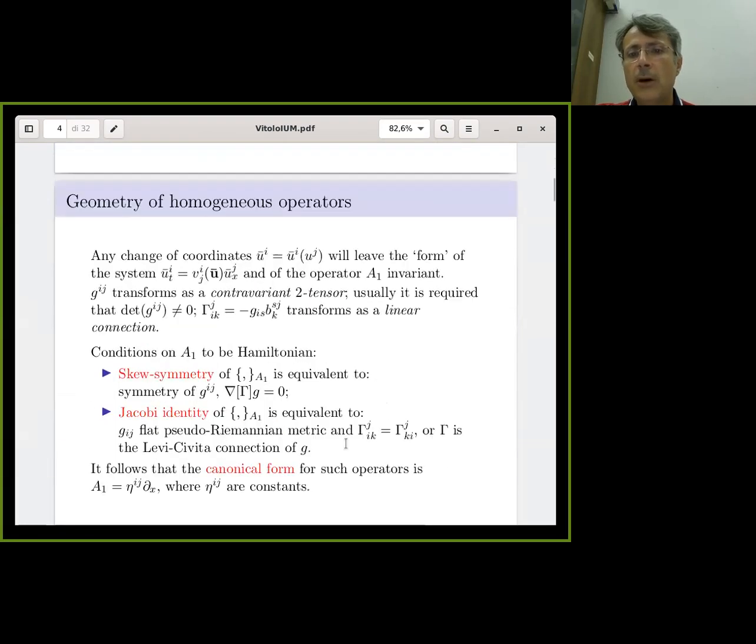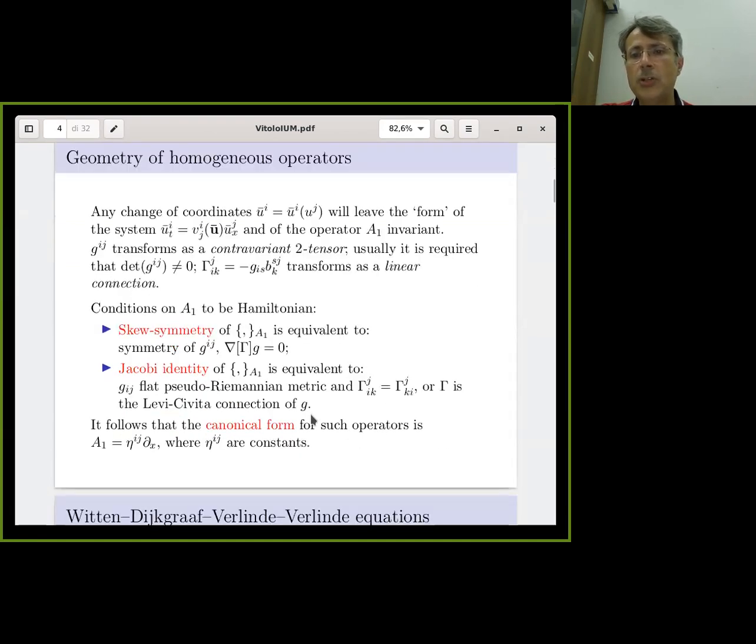So you see there is a lot of geometry in these homogeneous operators, and since the metric G is flat, you can always find flat coordinates for the metric, and in those coordinates you reduce the operator to its canonical form, which is just a constant metric matrix times d/dx.